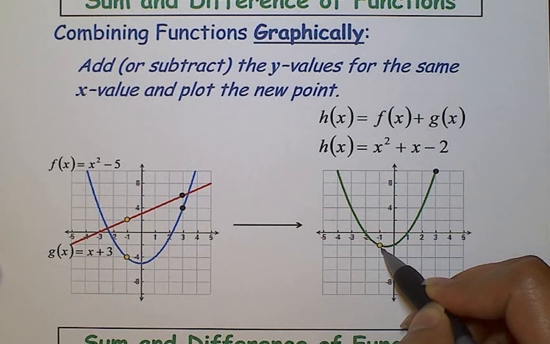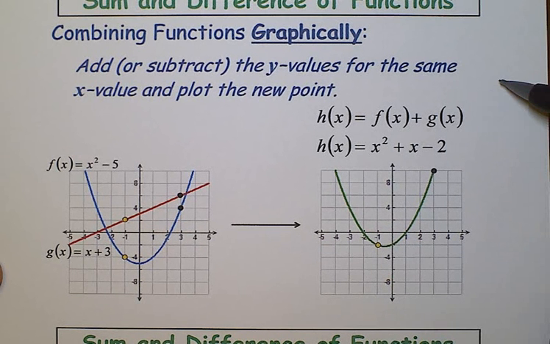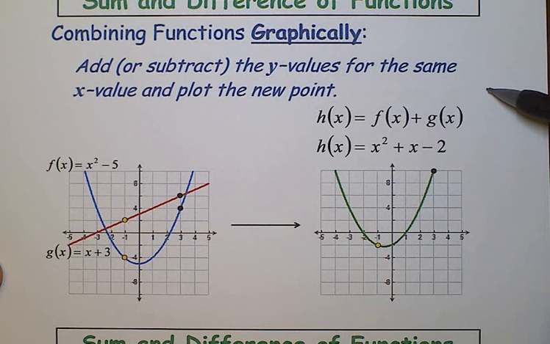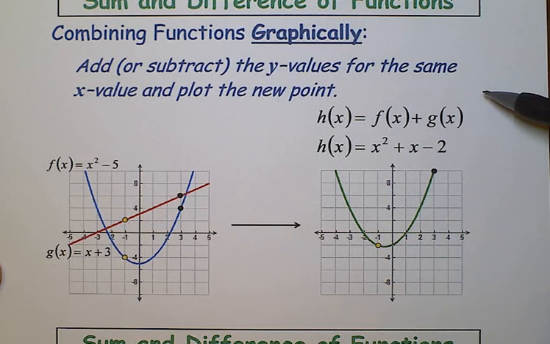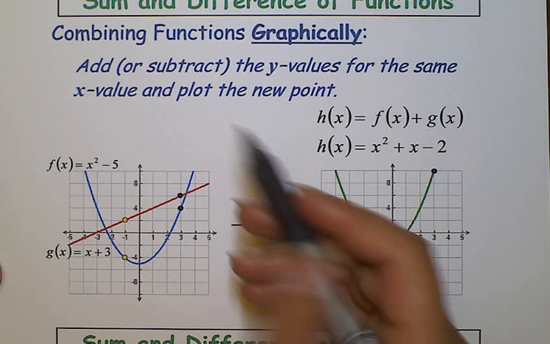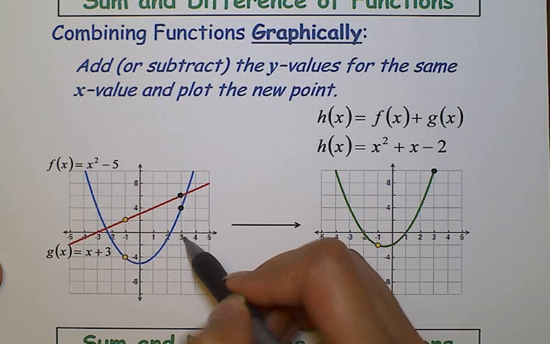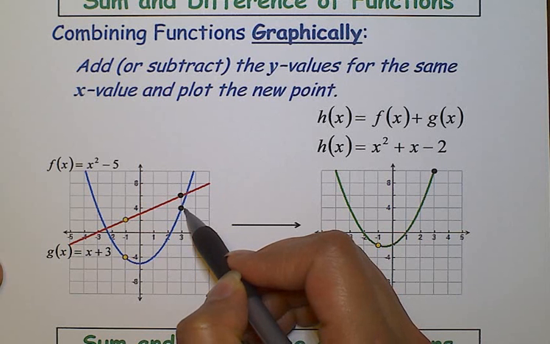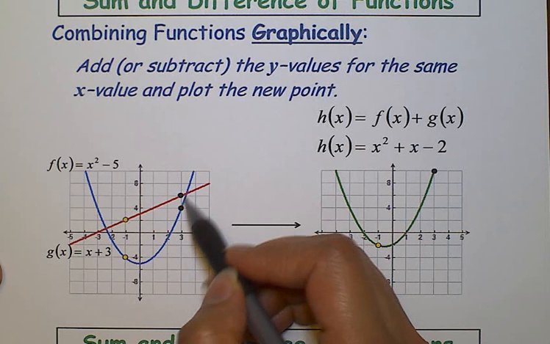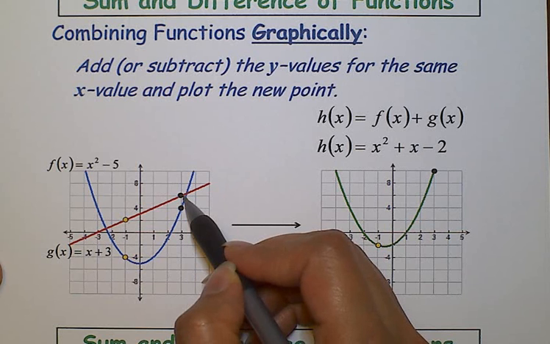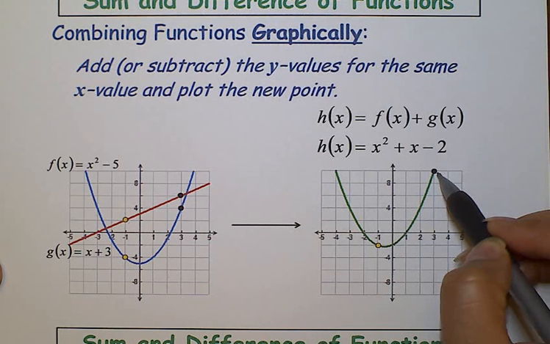Okay? So if you're combining functions graphically, you're going to add or subtract the y values for the same x value and then plot the new point. You might have to do several points in order to see the shape of the graph properly. Okay? Here's another one. At x equal to 3, my y value for one of the graphs is 4 and the other one is 6. And 4 plus 6, if I add the functions together, gives me 10. Okay, so you'll see that this is at 10. Okay, and again, you could have done this for a bunch of points.